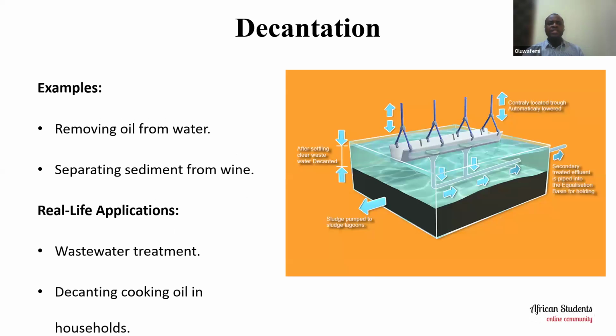Now, a very good example of decantation is removing oil from water. We've talked about that, and also separating sediment from wine. In the wine industry, it is used in this regard.